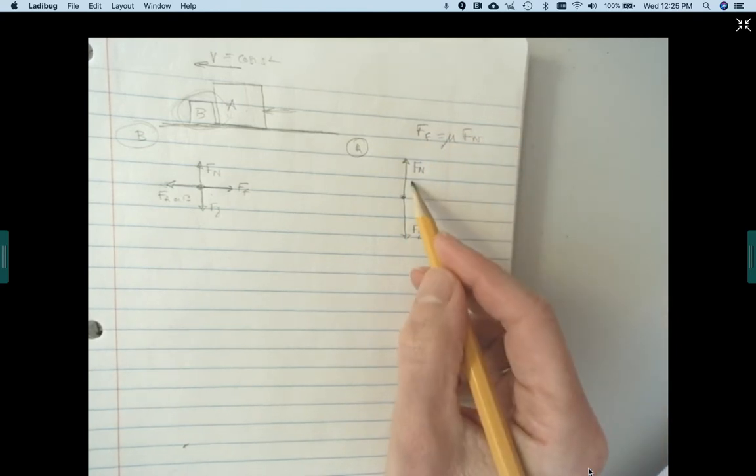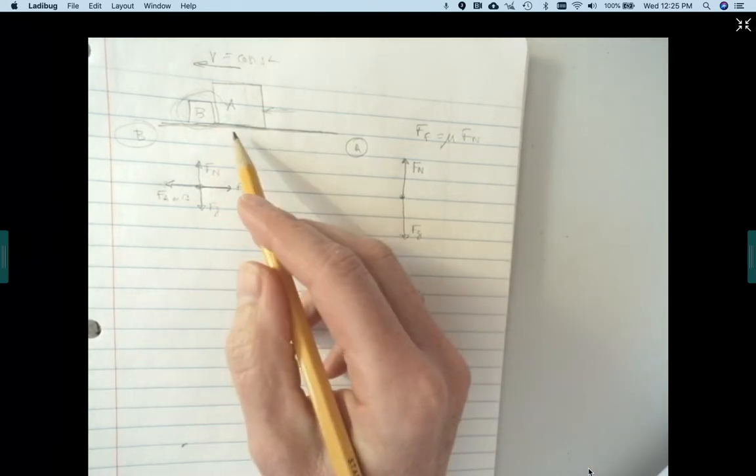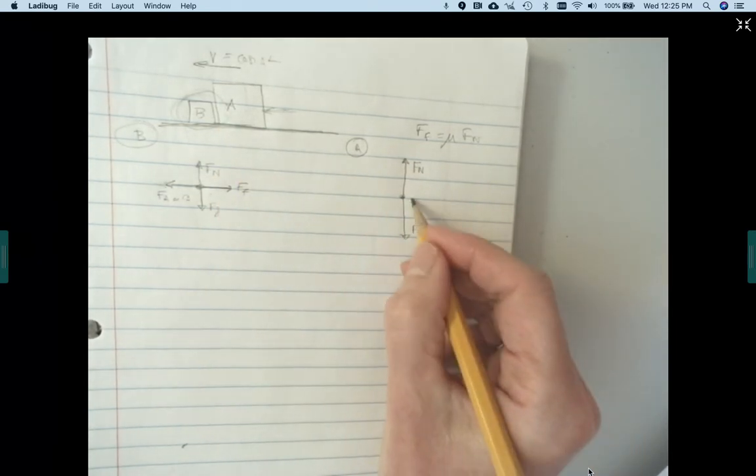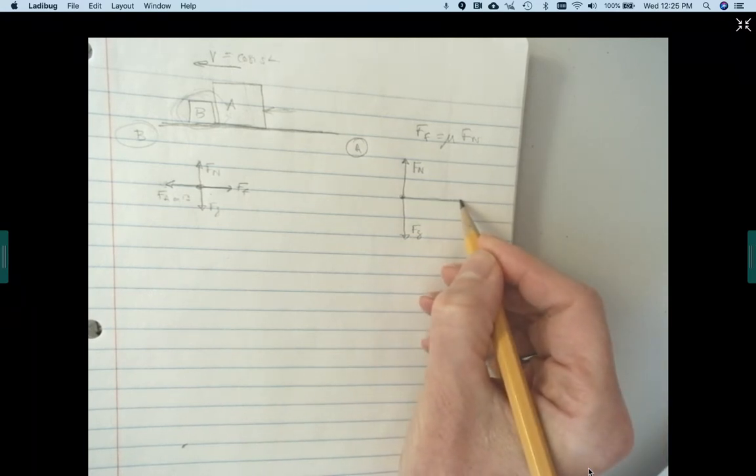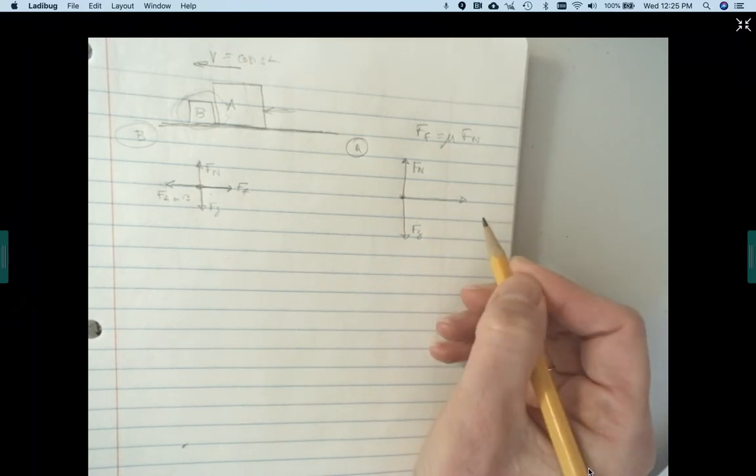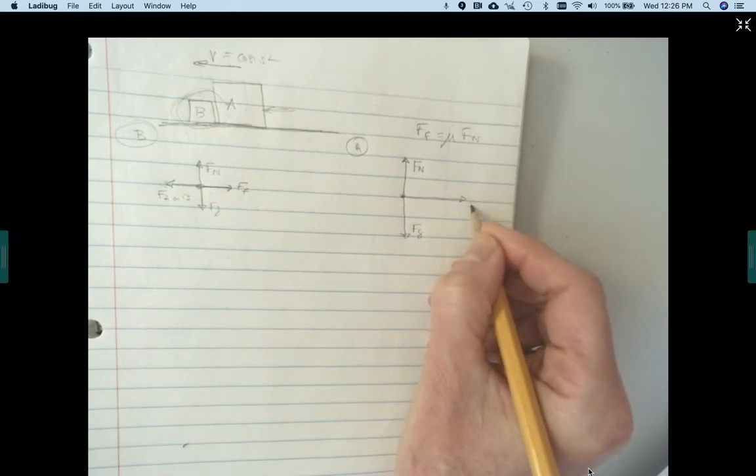But so if my normal is twice as long and these are the same material boxes, my force of friction's got to be twice as long. So let's say like that's kind of how I drew it on B. I'm going to draw it twice as long on A. And that's my force of friction.